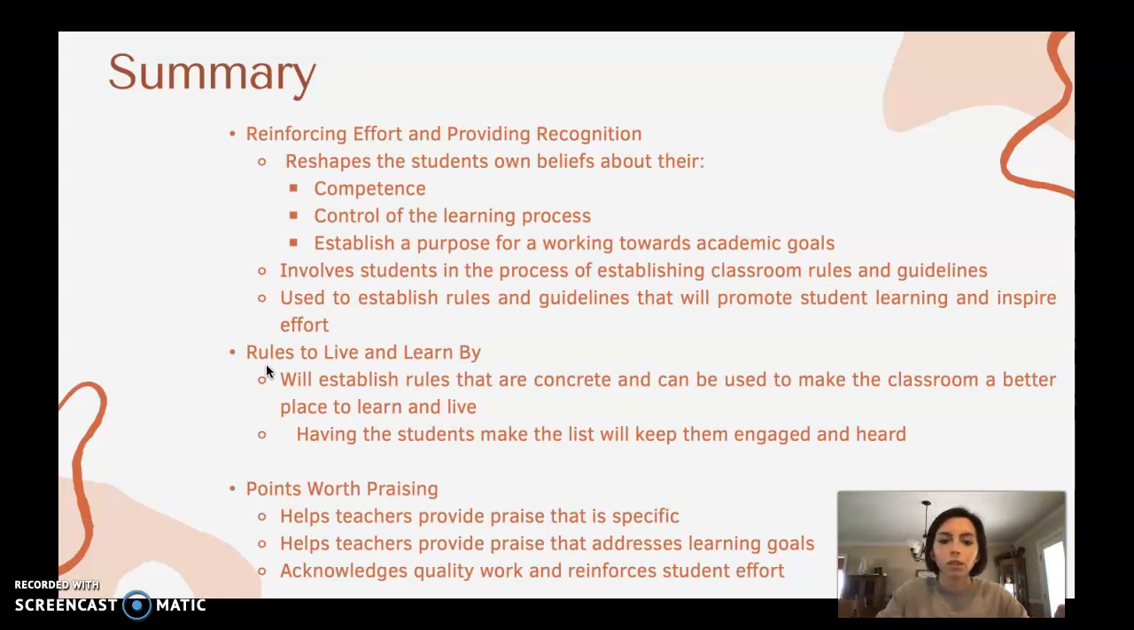And then rules to live and learn by, again, the biggest thing is making sure you implement those throughout the year and making sure that the students feel heard in the rules and guidelines that you're creating together, and that they know how to follow through with them. And then in points worth praising, again, it's just important to use specific language and specific explanations, age-appropriate language, so that the student knows what is being done well and how to do that next time.